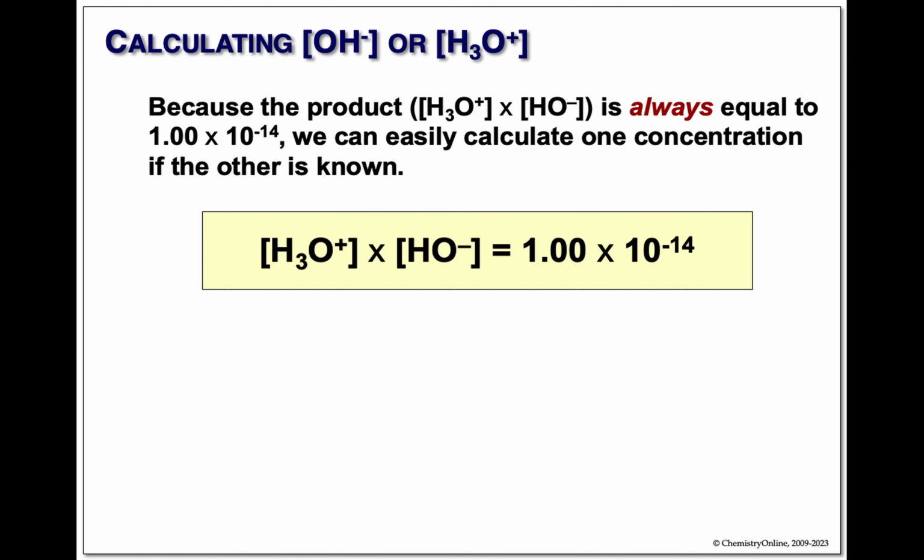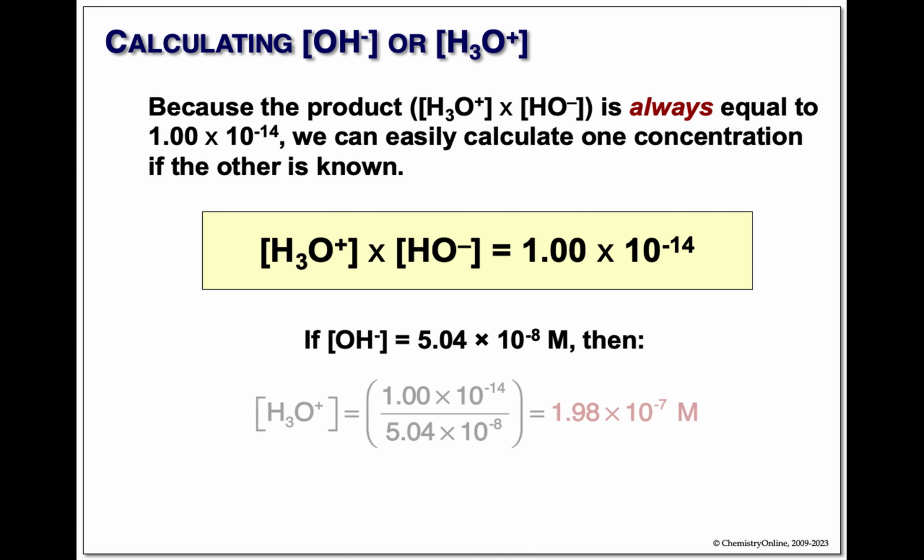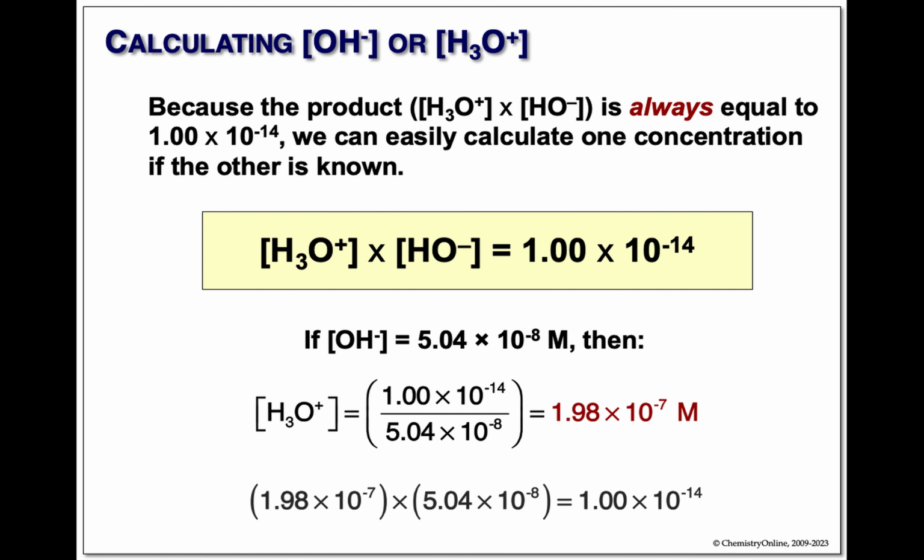So, if I tell you that hydroxide was 5 times 10 to the minus 8, that's this. In order to get hydronium, you would take 5 times 10 to the minus 8, and move it over here. Your math is 10 to the minus 14 divided by 10 to the minus 8. This is hydronium ion concentration. Multiply them together just to prove it to yourself. You're back to 10 to the minus 14.